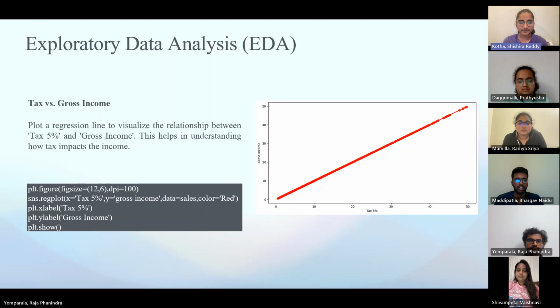sns.regplot is used to create the regression line between tax and gross income. And plt.show creates an output, which is the red line that we can see on the screen. It is a straight inclined line, which shows the linear relationship.